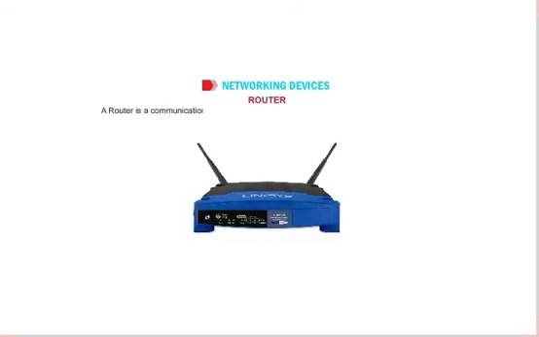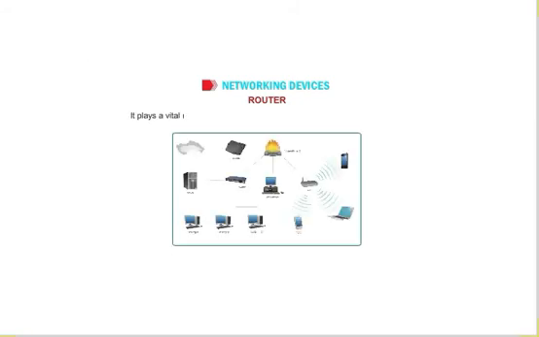Router. A router is a communication device that is used to connect two different networks such as two LANs or a LAN and a WAN. It plays a vital role in controlling the traffic and keeping the network efficient. It chooses the best route for the data packets to be transmitted to the receiver ends.